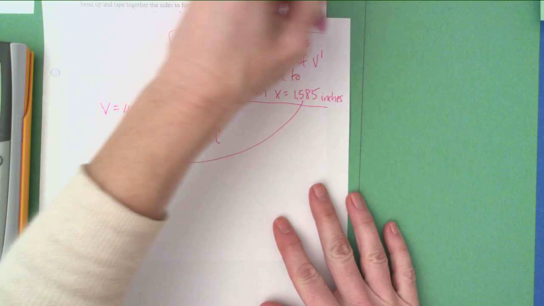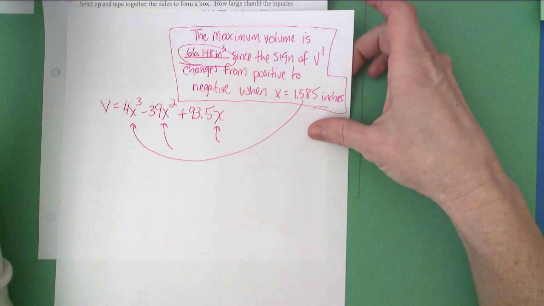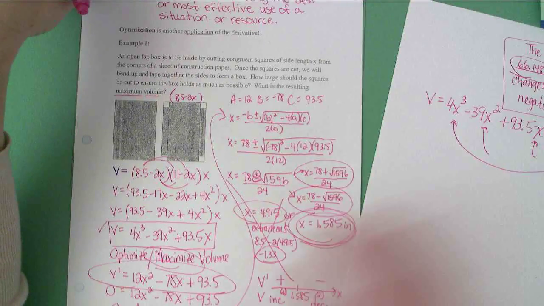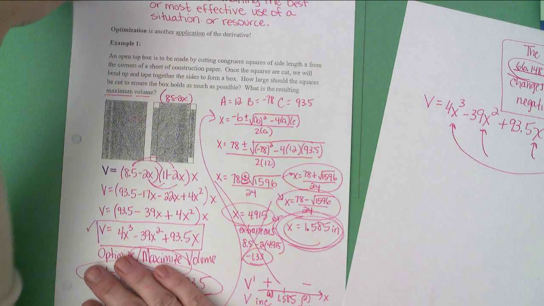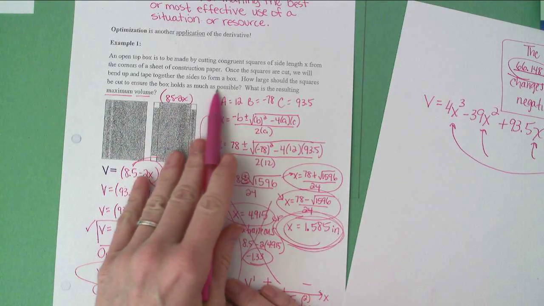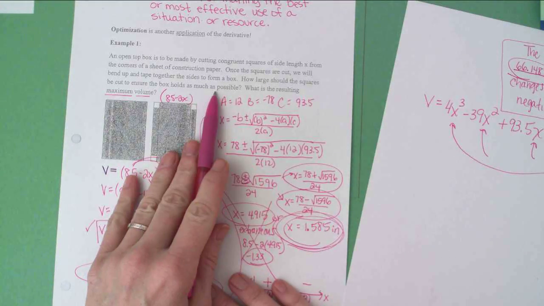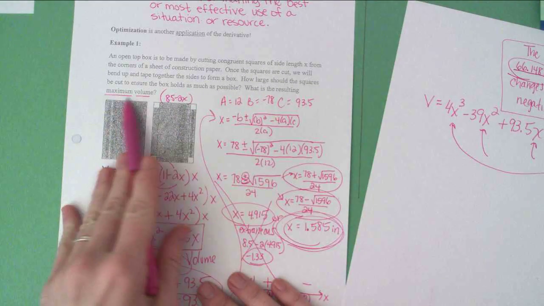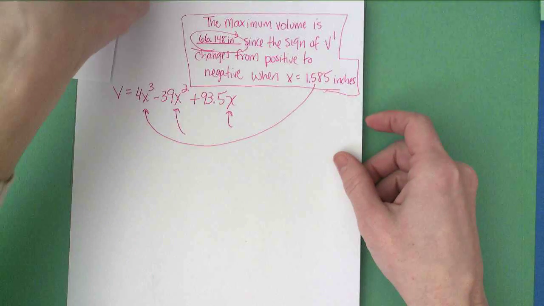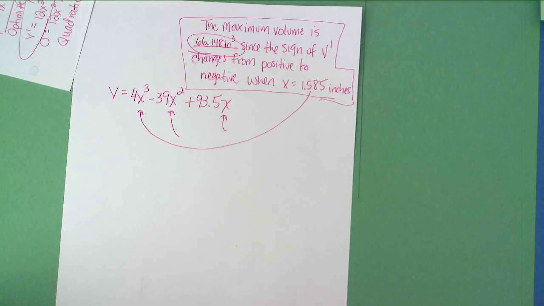And what you want to do is, when you make your final statement, make sure you've answered all the questions that were asked. So if I look back here, what did they ask me? How large should the squares be cut to ensure the box holds as much as possible? I did that. That's my 1.585 inches. And then, what is the resulting max volume? And that's my 66.148. So I would say that is a clear-cut answer, answering all the questions in this problem.